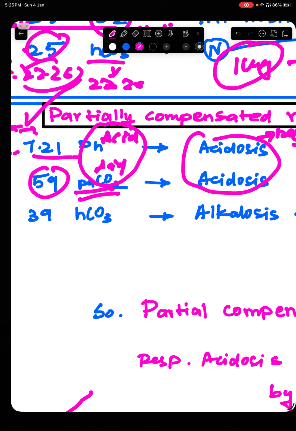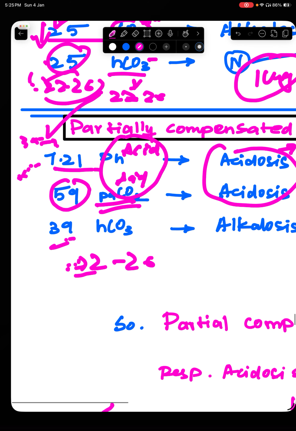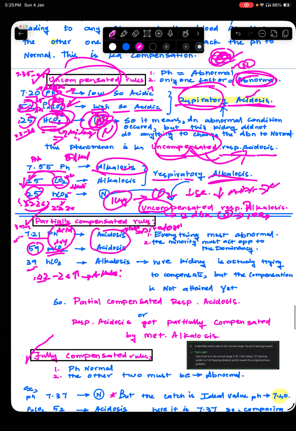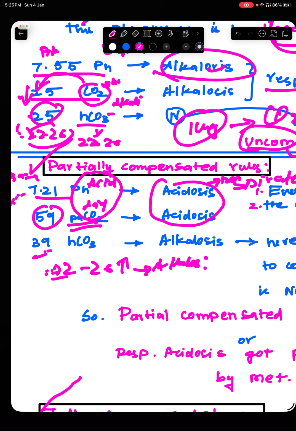The other component value is 39, and the normal value is 22 to 26. Here it is increased. Okay guys, HCO3 increased means more alkalosis is happening. Are there any normal values? No normal values at all. What is the problem here?